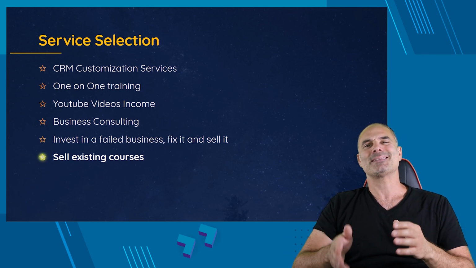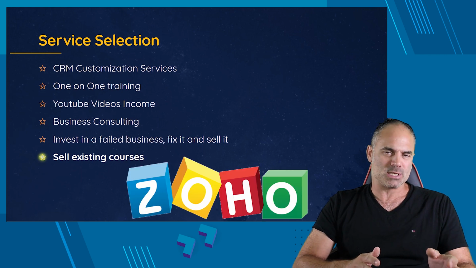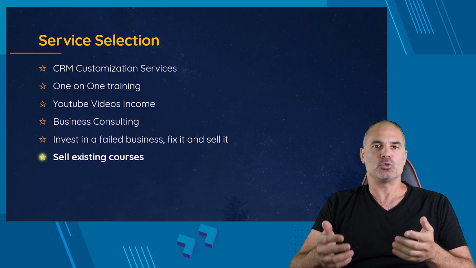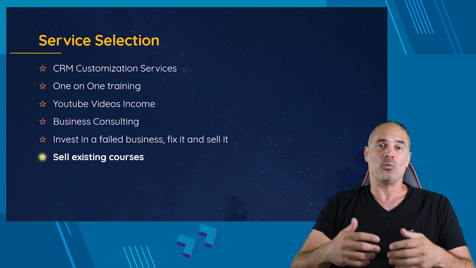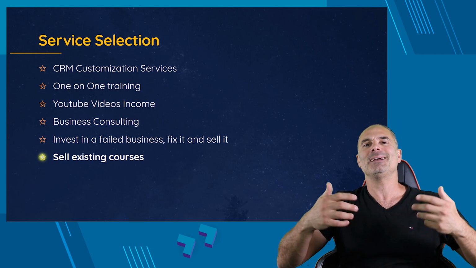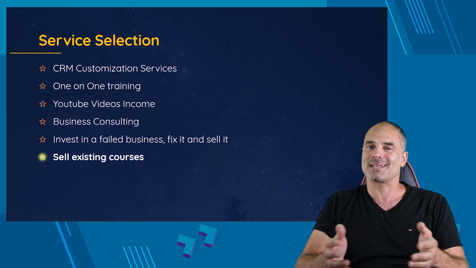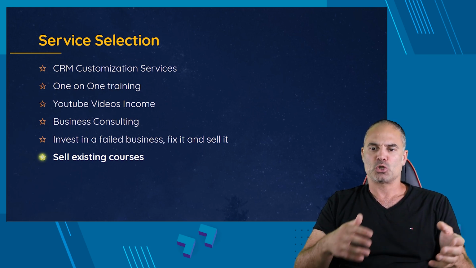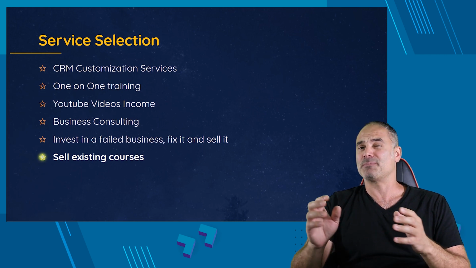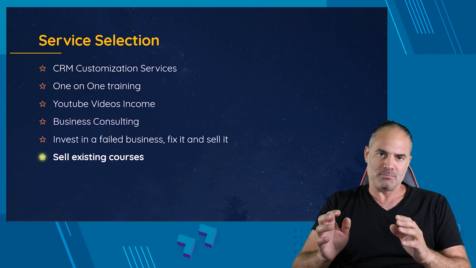The next one will be selling existing courses. I created multiple Zoho courses and I never spent money to try to promote them. The only way that I promoted those courses was injecting the name of the courses during my videos, and I got pretty good success using it. So I think that selling existing courses or a specific course, that's probably the way to go in my case.